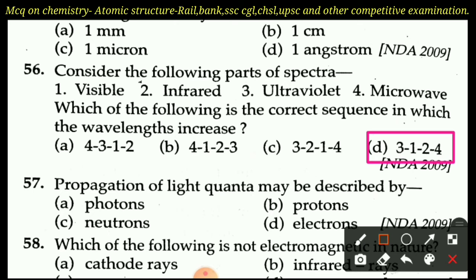Next question is question 57. Propagation of light quanta may be described by: A, photons; B, protons; C, neutrons; D, electrons. The right answer of question 57 is A, photons.